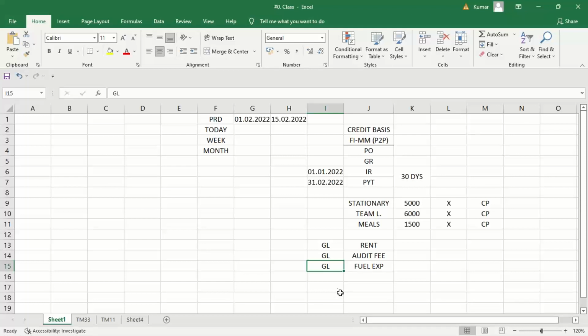Why are separate GLs there, guys? A separate GL means, let's suppose, transactions that take place frequently and have a certain worth, maybe 20 lakh rupees or 25 lakh rupees. If we talk about Tata Motors, a huge organization, they are not going to pay rent of 10,000 or 5,000 and so on.